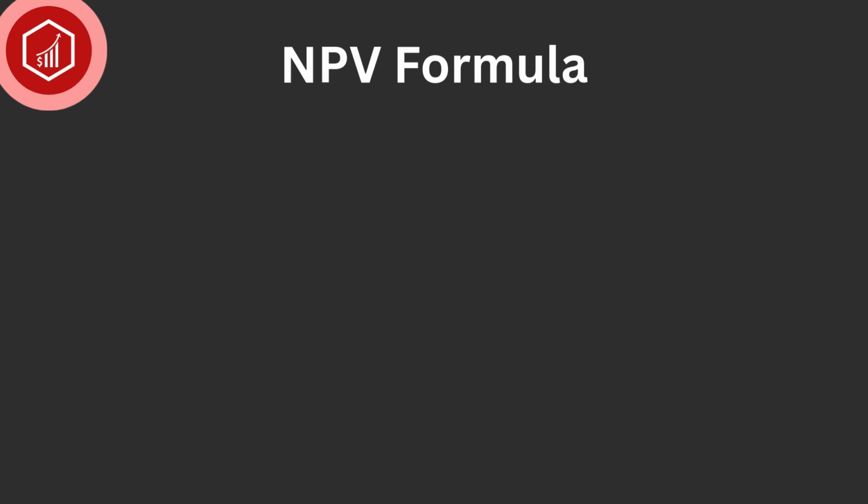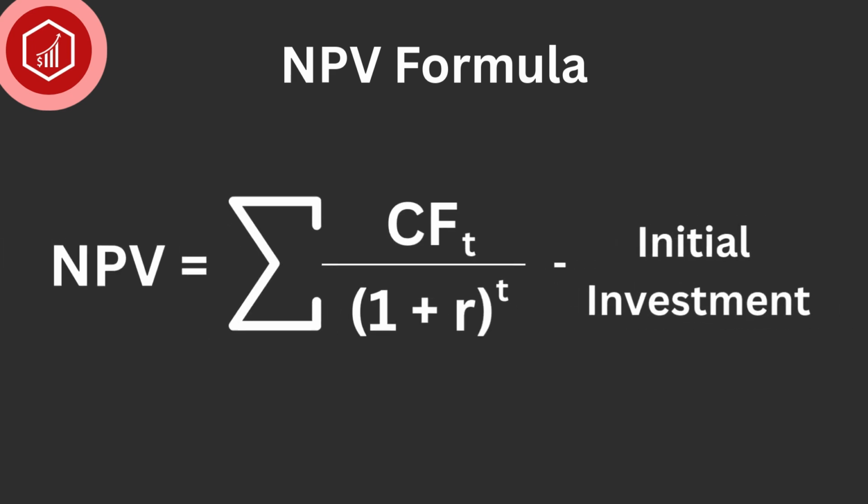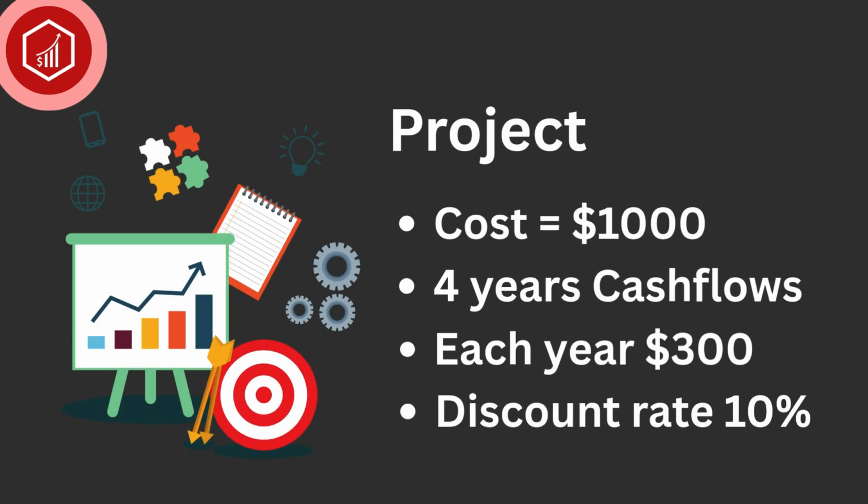So the formula for the NPV looks like this. NPV equals the sum of all future cash flows divided by (1 plus R) to the power of T, minus the initial investment. The R in this example is the required return, and the T is the time period. So at first it looks a little bit difficult, but I will explain everything in detail to you in the next example. Imagine a project that costs $1,000.